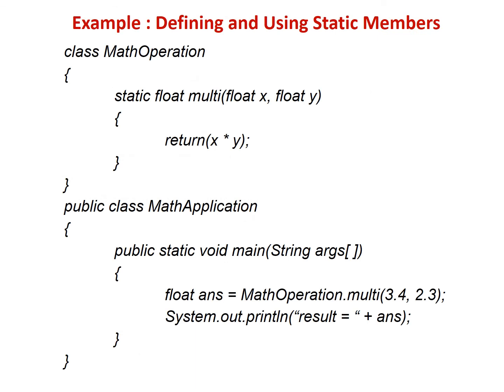Here is the example of how to define and use static members. The class MathOperation defines one static method called multi, which returns the multiplication of its parameters x and y. Then in the class MathApplication, the multi method is called by using the class name MathOperation and without creating an instance of the class MathOperation.